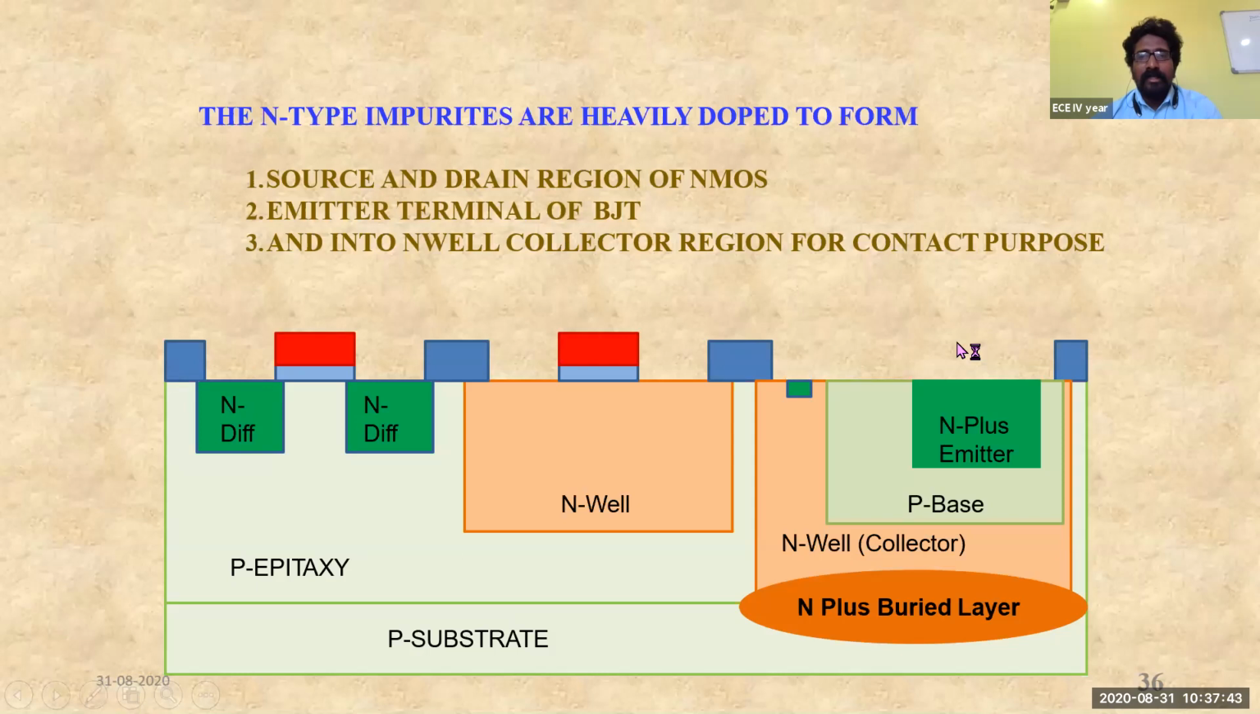So all at a time, the N type of impurities will be doped here in order to form the source terminal of the BJT. And again into the N-well collector region for the contact purpose. This is a region where we mainly use for the contact purposes. So we'll be doping here also in order to have the contact purpose region.